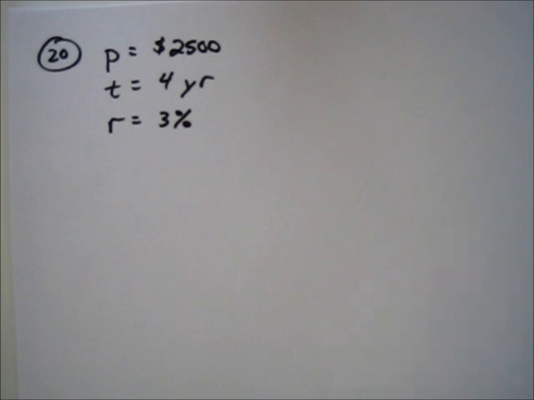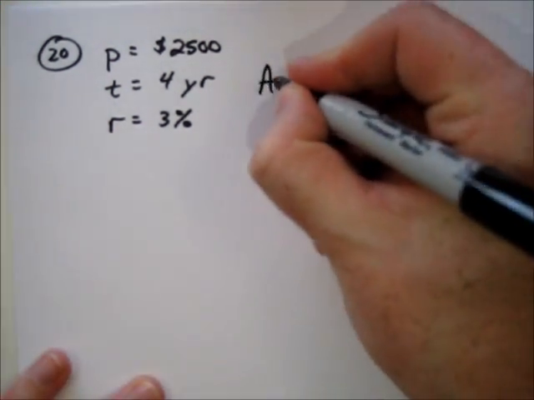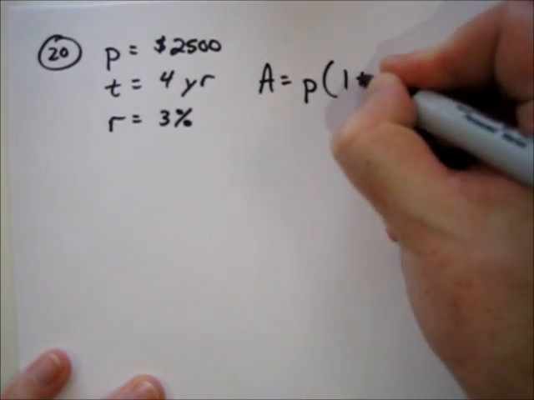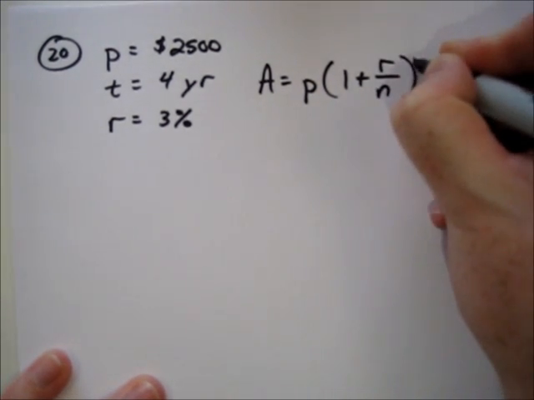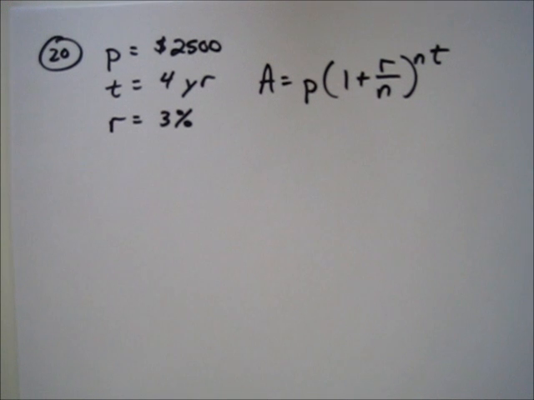The key word in this problem that tells you which formula to use is the word compounded. As soon as you see the word compounded, you know that you have to use the compound interest formula. And this is the compound interest formula. So to answer problem 20, all you've got to do is plug the numbers in the right spot.